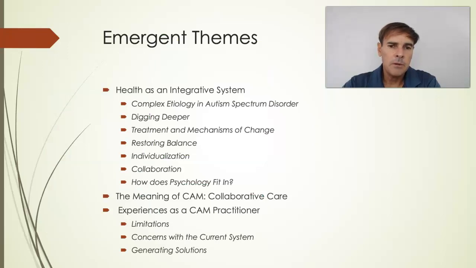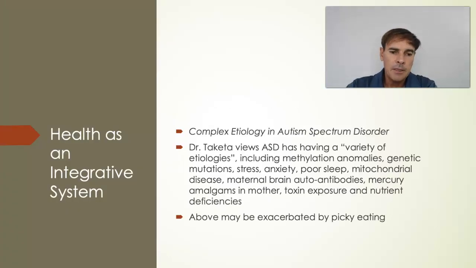And then these are the themes that emerged, and this is where we start getting into the qualitative data: how she views health as an integrative system, with different subcategories that I will discuss, what CAM means in practice, and her experience as a CAM practitioner, in terms of the limitations of the approach, the concerns with the current system, and how we find solutions to all of these problems. Health as an integrative system is a really big one, and I do have a bias towards thinking about health in this way. Systems thinking is something that I really like, and that probably will have to be a lesson topic video on its own.